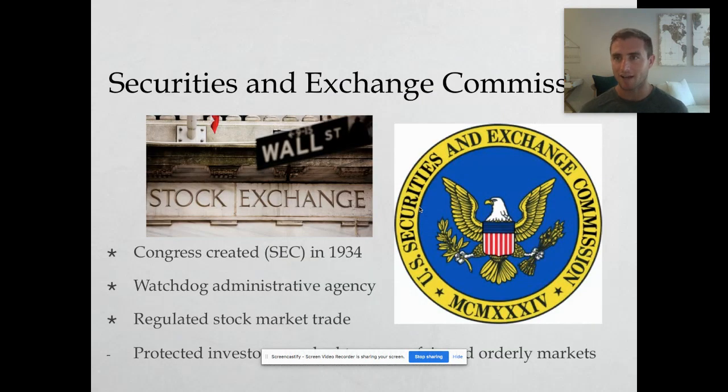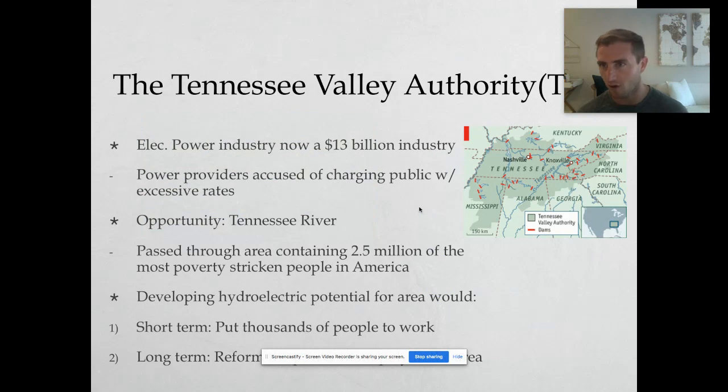Okay, more agencies created, the Securities and Exchange Commission. This is looking to regulate the stock trade and make sure that safe practices are being conducted. This is a federal agency that's watching over for corruption at Wall Street to try and prevent, obviously, another Black Tuesday stock market fall.